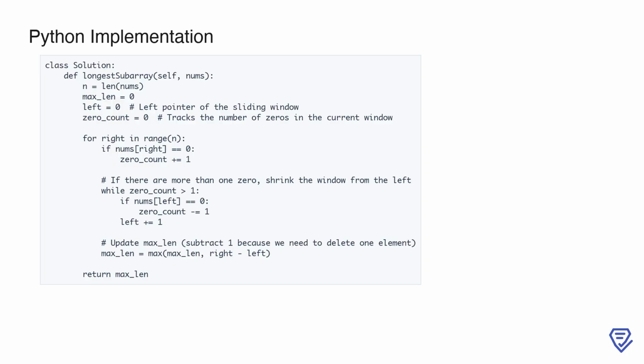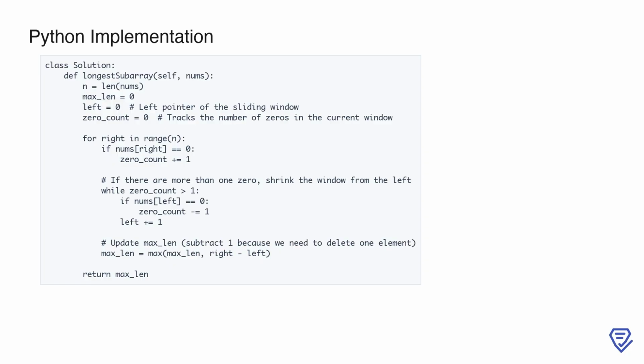This solution effectively handles edge cases such as arrays consisting entirely of 1's, arrays with only one 0, and arrays with all zeros. The time complexity of this algorithm is O(n), where n is the length of the input list, as each element is processed at most twice, once by the right pointer and once by the left pointer. The space complexity is O(1), since no additional data structures are used beyond scalar variables.